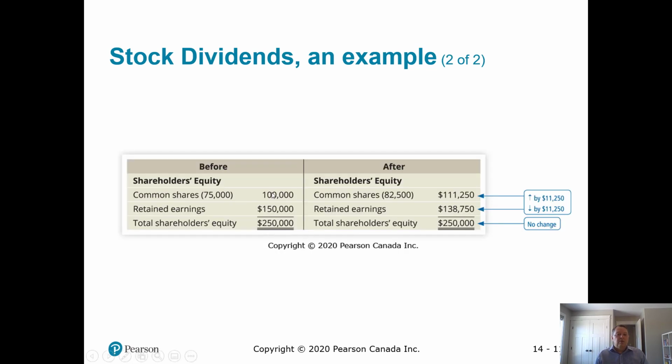Before, we had $100,000 worth of shares and retained earnings of $150 for a total of $250. After, we've got the same $250, but we have more common shares because it's gone up by $11,250, and we've got less retained earnings. It's gone down by $11,250. It's just like a dividend's been paid, but popped into common shares instead.